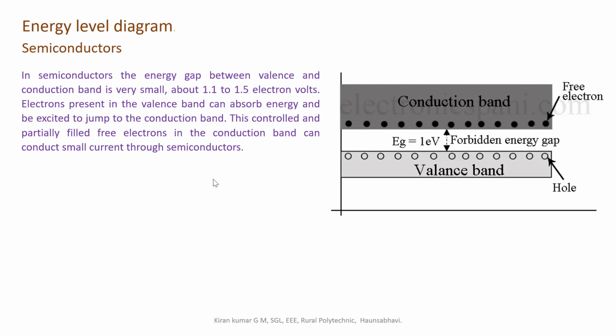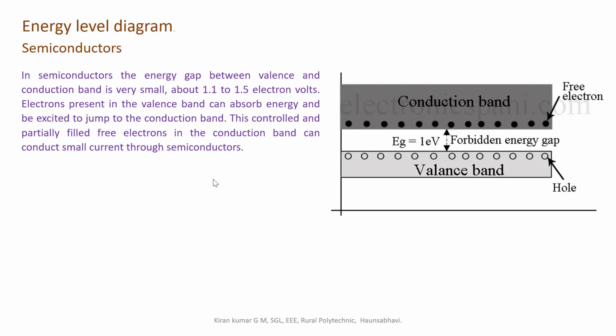Once a free electron is generated in the conduction band, meaning transferred into the conduction band, it leaves behind a hole in the valence band. This process is called electron hole pair generation. This process can happen in many ways.